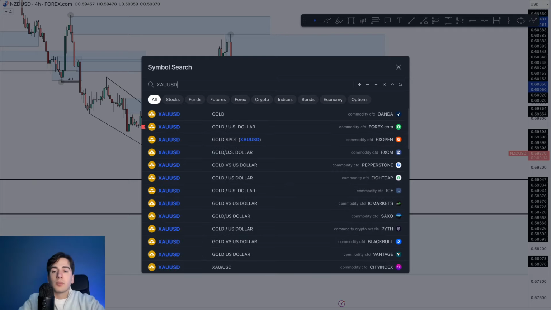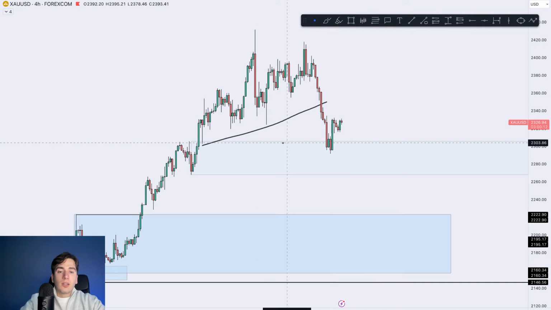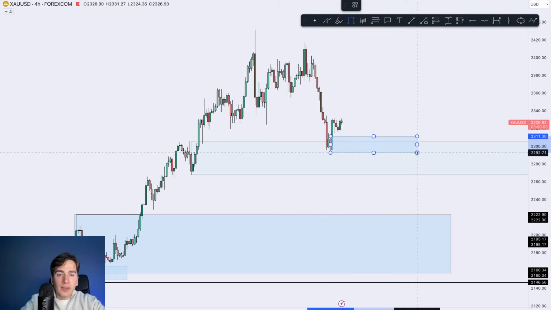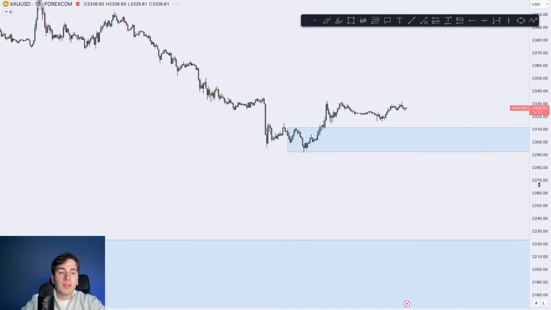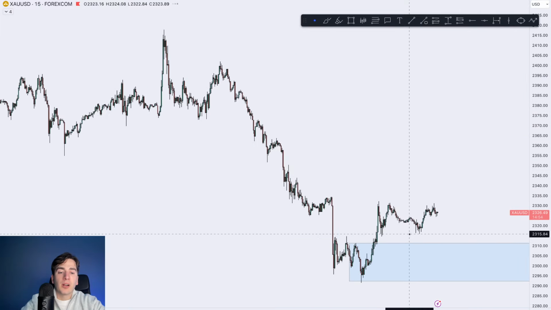Going in towards our last pair, which is gold. Yeah, gold did exactly what we wanted yesterday. Sadly, I was looking for an entry on this area of demand over here. Just didn't get tapped in, was about to send out a signal. Sadly, no entry for myself yet, but there is or might be an entry coming up.